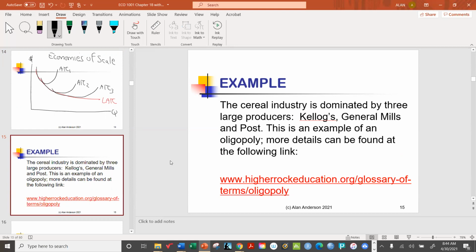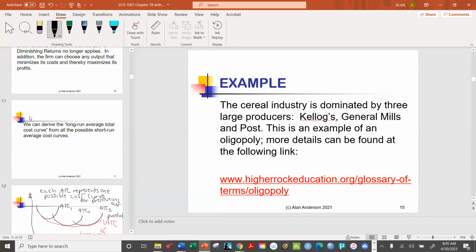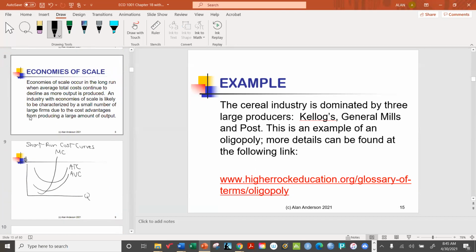And that also prevents others from jumping into the market as well. But the majority of the reason for them being so big is most likely due to economies of scale. All right, so I just wanted to get that in there so you can see exactly what this represents.